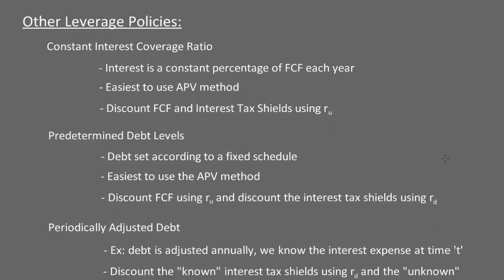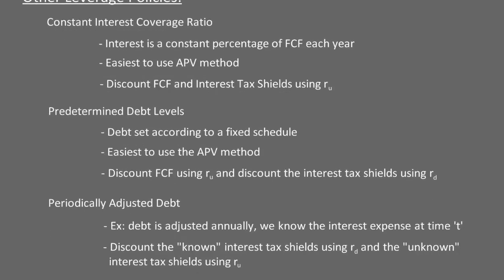Now we'll cover a couple other leverage policies, the first being a constant interest coverage ratio. This is where interest is a constant percentage of free cash flow each year. Now with this leverage policy, it's easiest to use the APV method, and we discount our free cash flow and our interest tax shields using RU. So you just continue on as before, but your interest payments each year are just K times your free cash flow, and then you discount them just as before with RU.